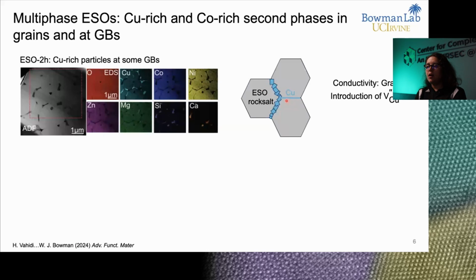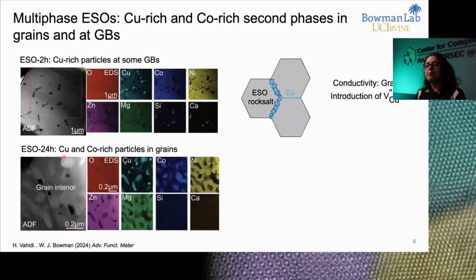We think that upon heat treatment for 2 hours, some of the additional copper in the grains potentially left and started to form all these particles at the grain boundary. What happens is that we expect a slightly different conductivity from the grains because of the changes as copper left, and potentially it has created some copper vacancies.